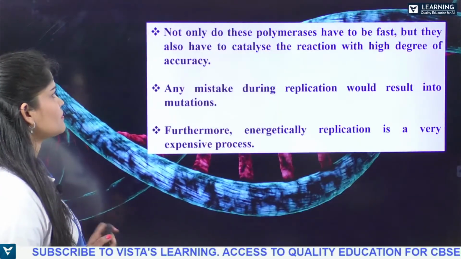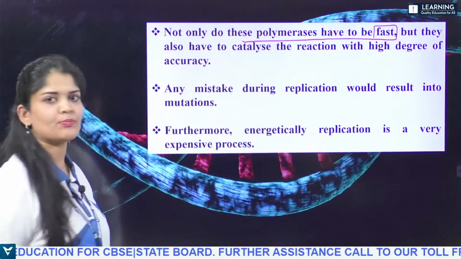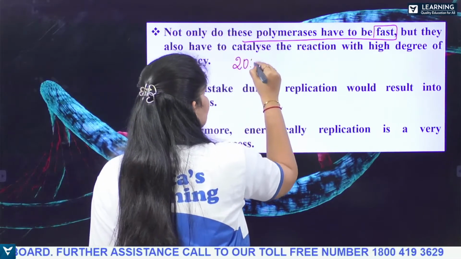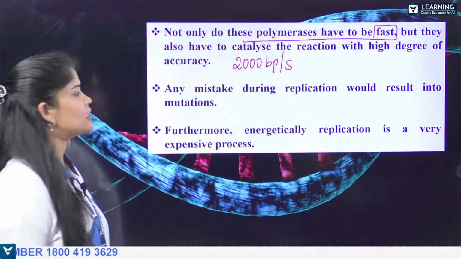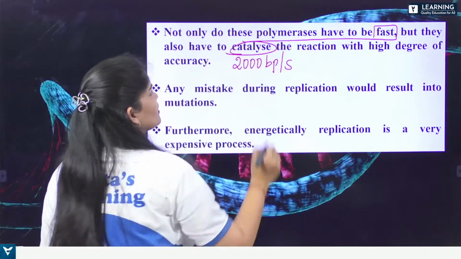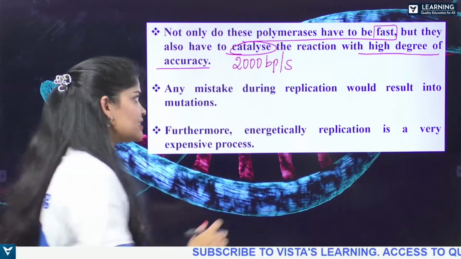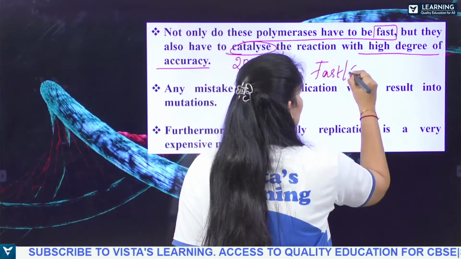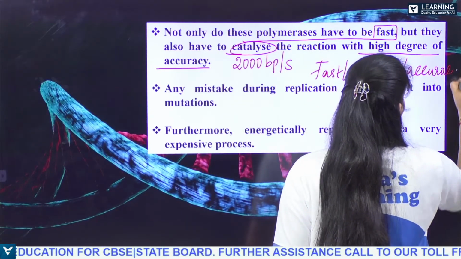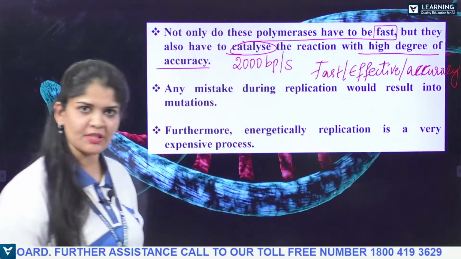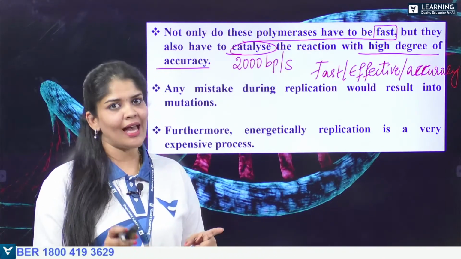Now, not only does polymerization have to be fast. Just now we explained the numbers such that it is fast enough. It has to add 2000 base pairs per second in Escherichia coli, but it also has to catalyze the reaction with a high degree of accuracy. Not only should it work fast, it should also be effective and accurate. If the accuracy is missing, then it is going to show new, sudden changes, what we call mutations, that shouldn't happen.